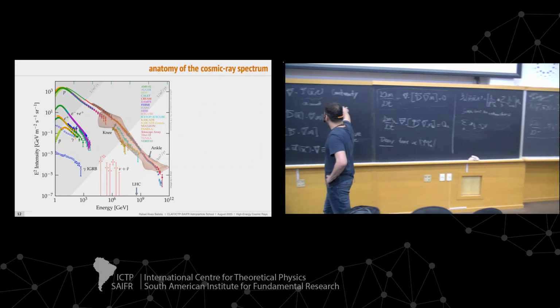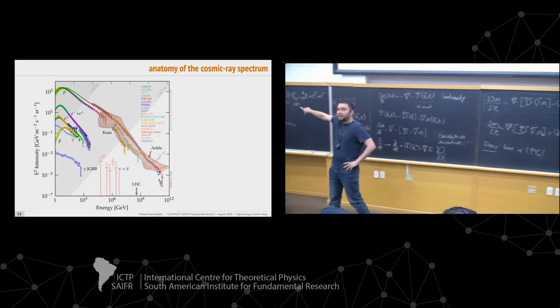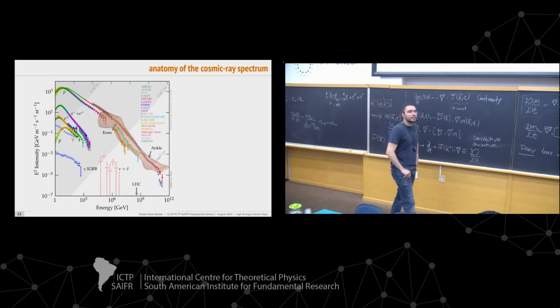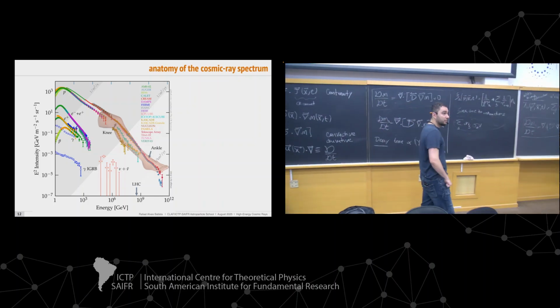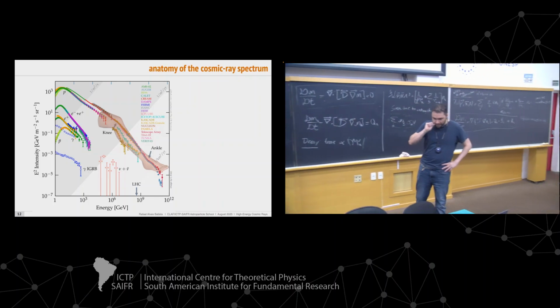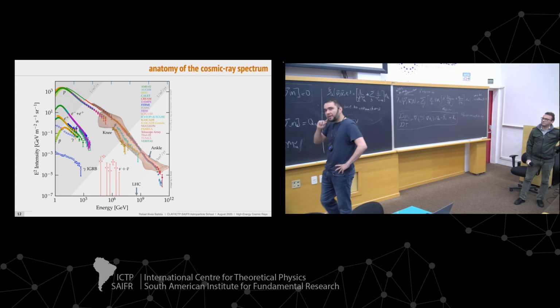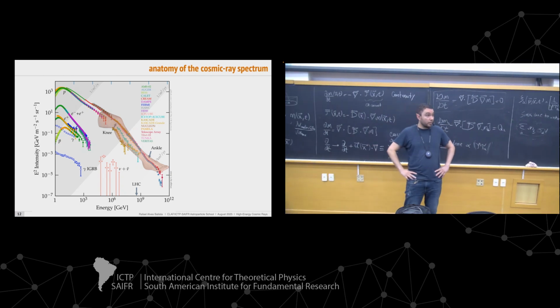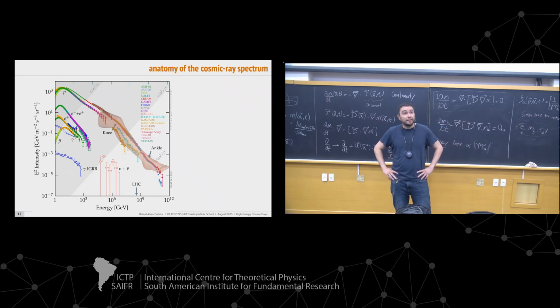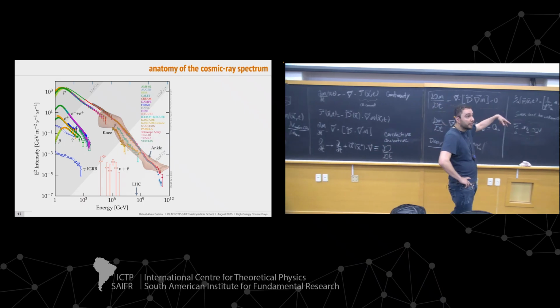But for example, for this type of treatment of the leaky box, there is Gaisser's book. It's called Cosmic Rays and Particle Physics, 2016, Cambridge University Press, I think. Then there is also, for Fermi acceleration, although it's different from what I did here, a good reference that I like a lot: the Longair book, High Energy Astrophysics. And these I strongly recommend for everything.